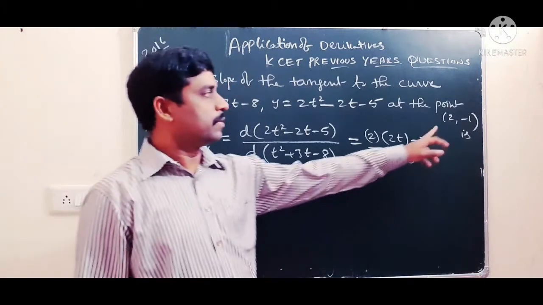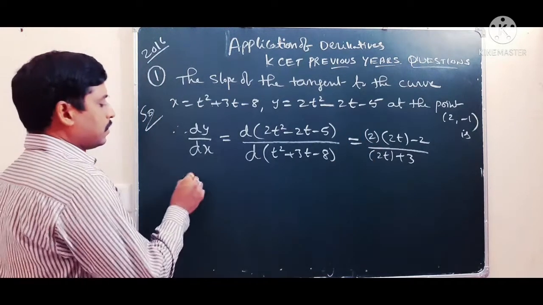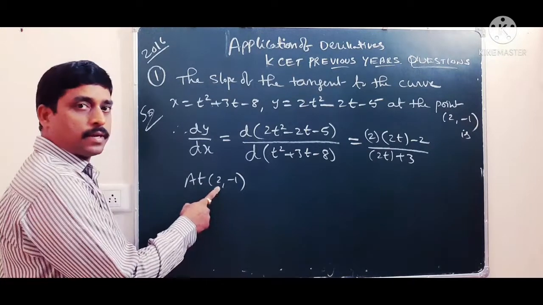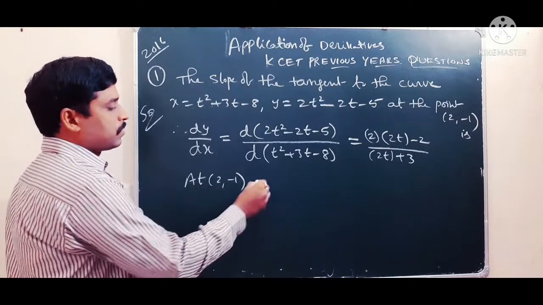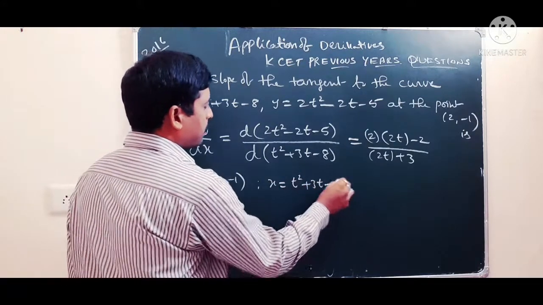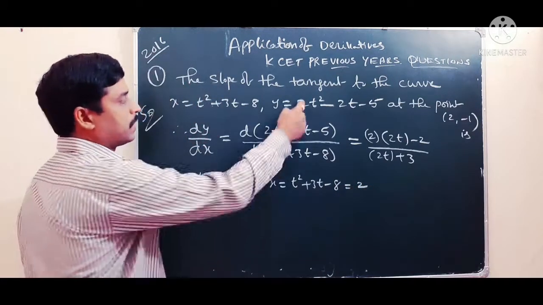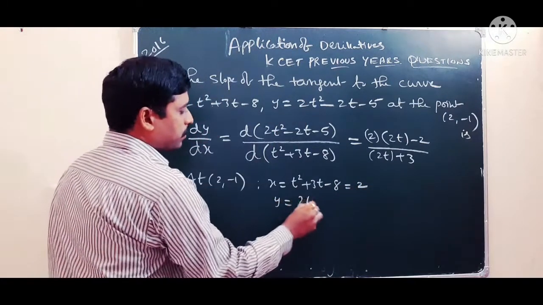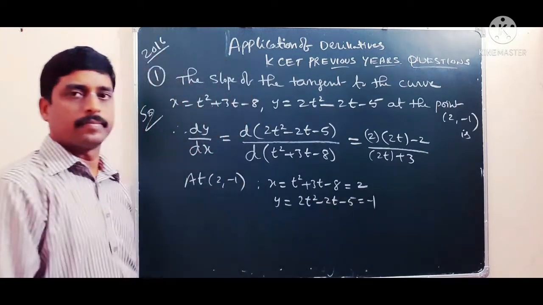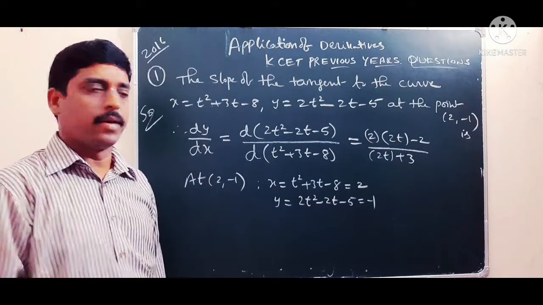But at point (2, -1), we have to find dy by dx. This is the x coordinate and y coordinate. What is the x coordinate given? t square plus 3t minus 8, where the x value equals 2, and the y coordinate is given as 2t square minus 2t minus 5. This value is given as minus 1. Now we have to find the t value.